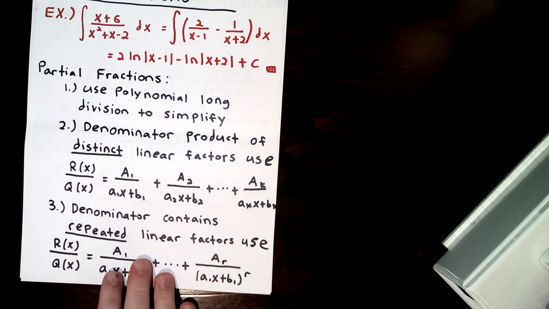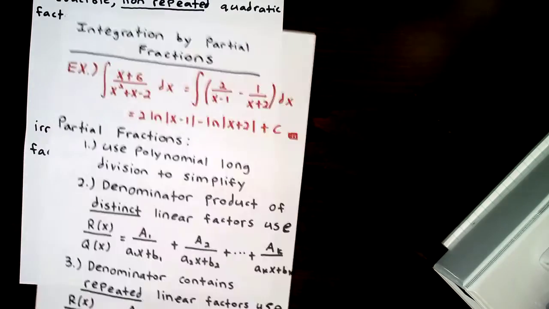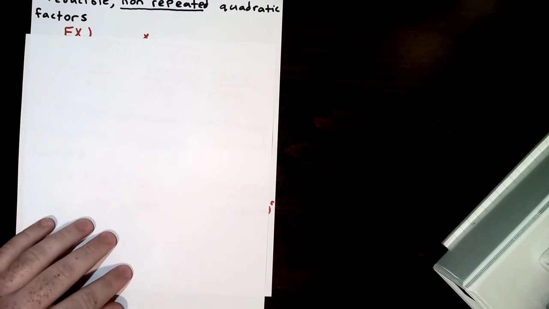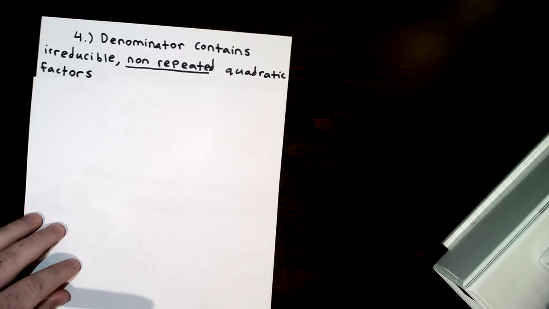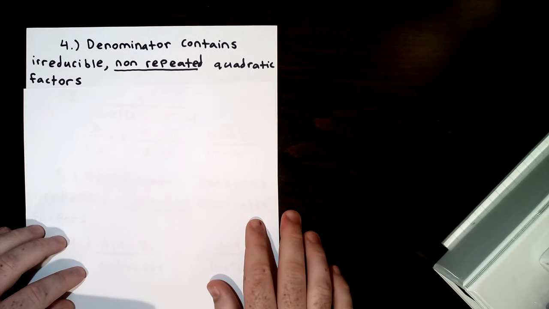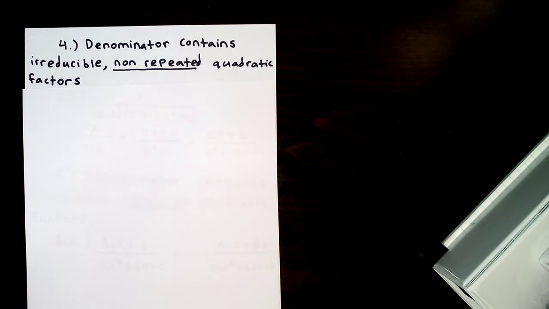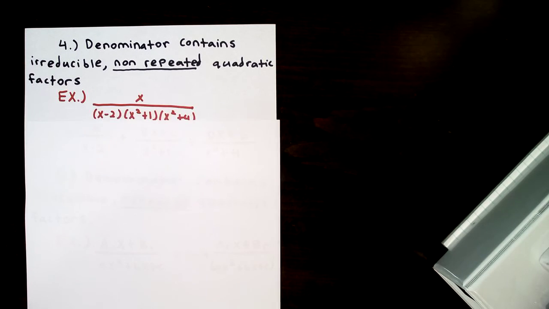So now what we need to do is introduce the case when the denominator contains irreducible, non-repeated quadratic factors. I'm not going to have a generic formula for this one. I'm going to go ahead and give you an example. So suppose that we have the expression x over (x − 2)(x² + 1)(x² − 4).